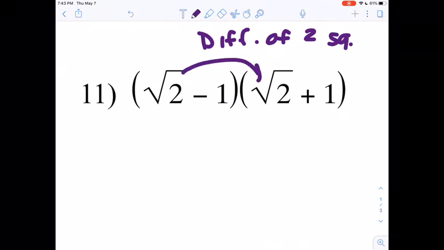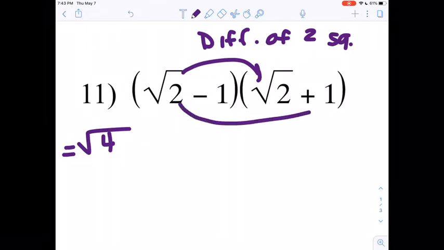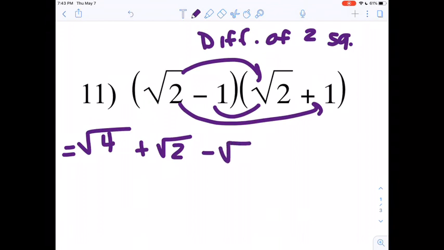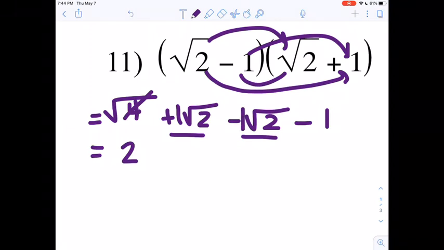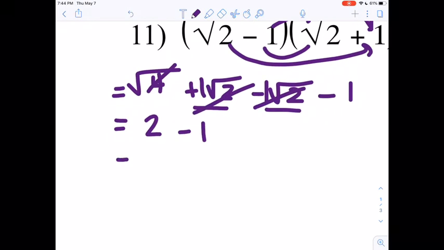So the square root of 2 times the square root of 2, that's the square root of 4. The square root of 2 times 1, that's the square root of 2. Then I get negative square root of 2 and negative 1. Now let's simplify. The square root of 4 is 2. These are like terms, so this is 1 minus 1, that's 0. Remember, when that becomes 0, there's no square root left. That completely cancels out. And then I'm just left with that minus 1. So 2 minus 1 is 1, and that's your final answer.